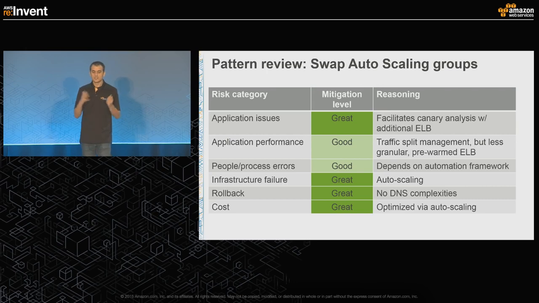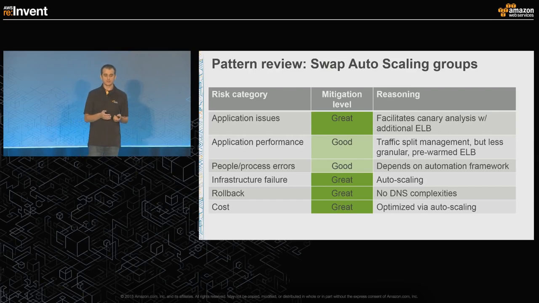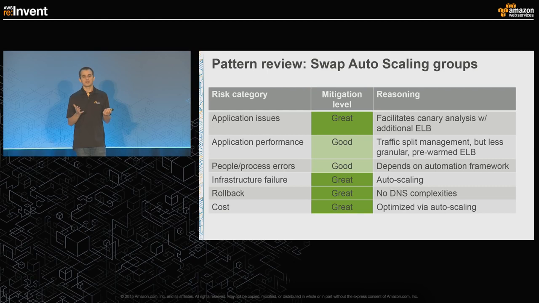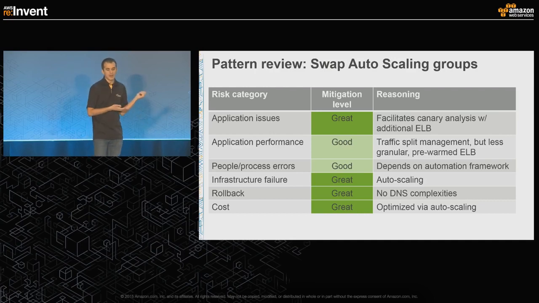So reviewing how this pattern works, it's great at detecting application issues. It also handles application performance very well because you can manage the traffic split, but it's less granular. Realistically, your traffic split is going to be handled by a unit that is your instance, by how many instances you add or remove. So your granularity level is going to be the instance in this case. It's also great at managing infrastructure failures due to auto-scaling, and we don't have the DNS complexities to deal with.